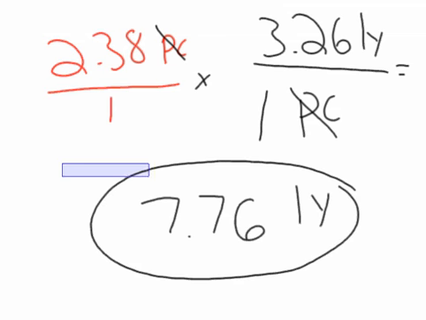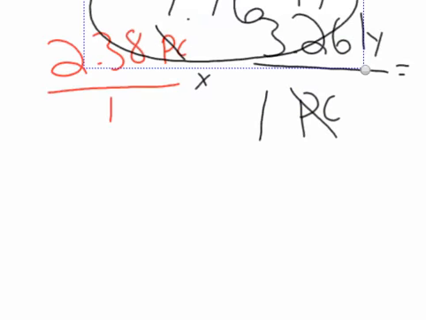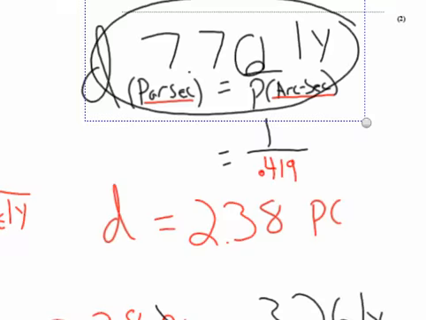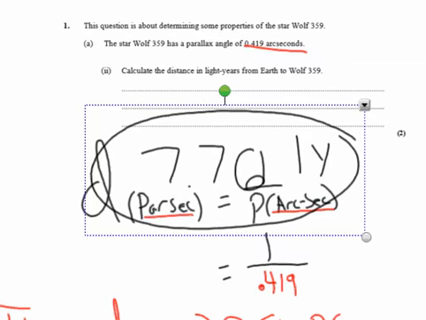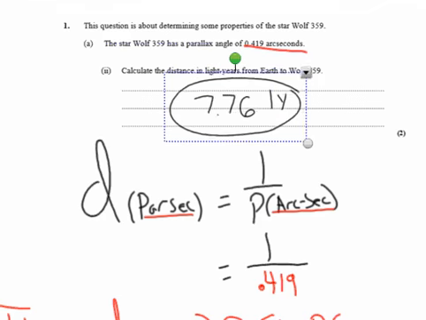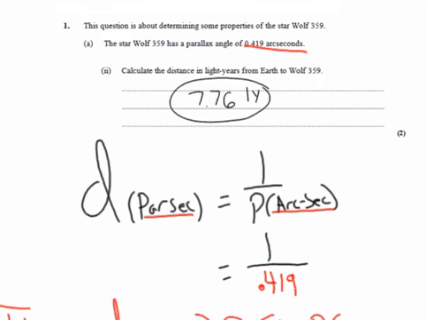Let's go back up and check. Stay with me. Shrink it down to fit. Make sure I answered the question. This question is about determining some properties. Let's see. Calculate the distance in light years from Earth. There we go. Got it. Okay, so that should be the answer.